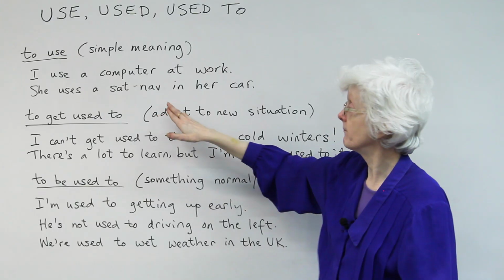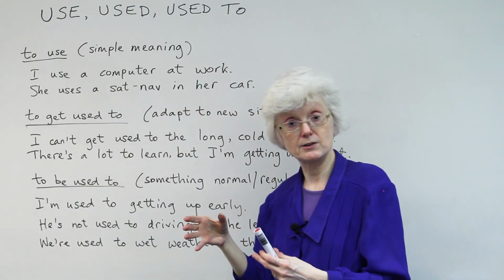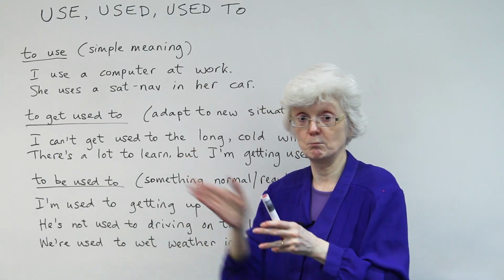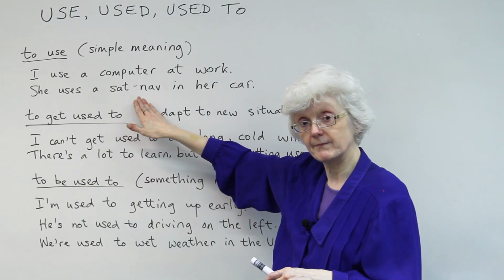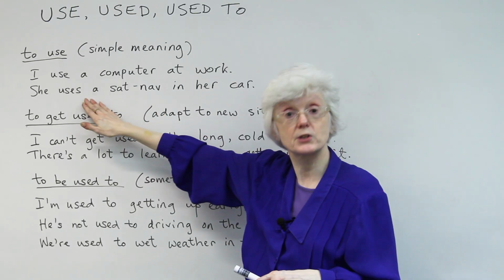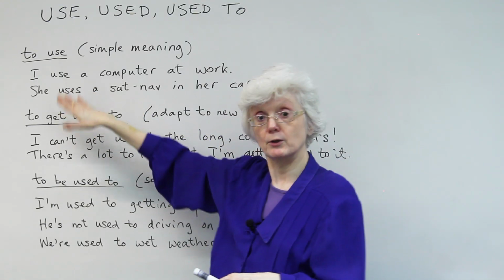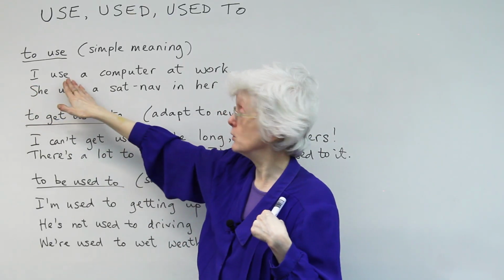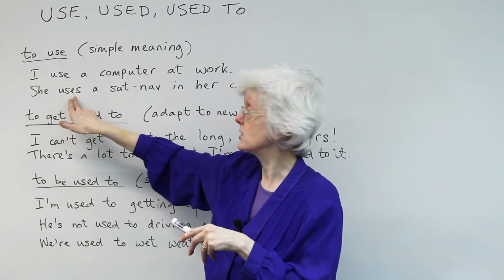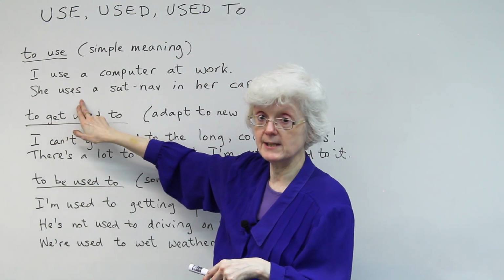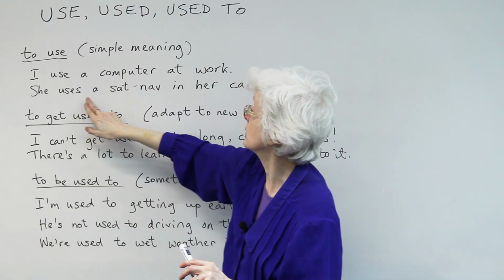She uses a sat-nav in her car to help her find her direction, how to go to somewhere where she doesn't know the way. A sat-nav machine in her car. She uses. So obviously use, uses, depending on the person. I use, you use, but he, she, it uses. We just add the S on the end in the present tense, okay?